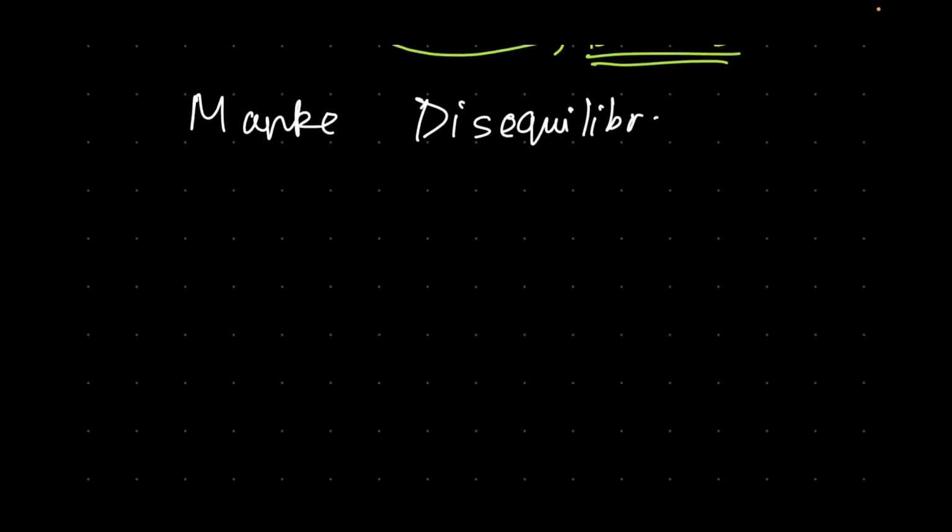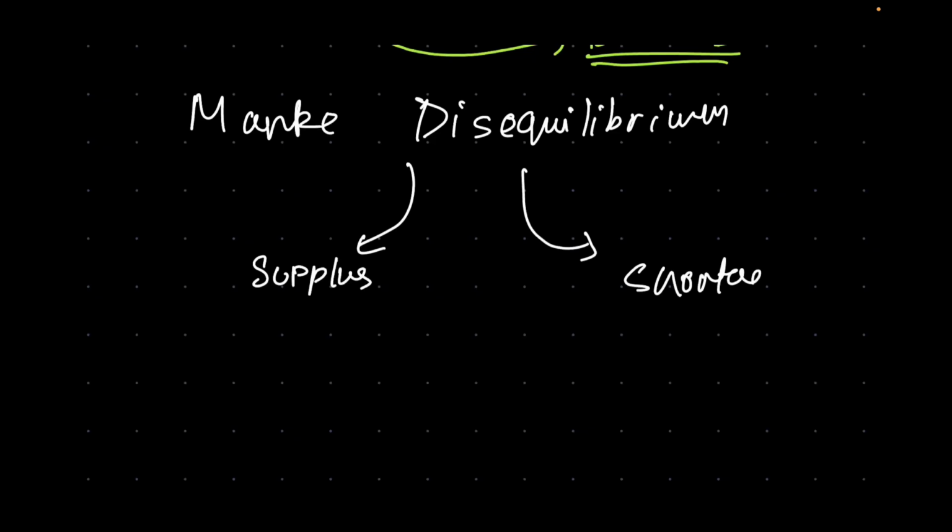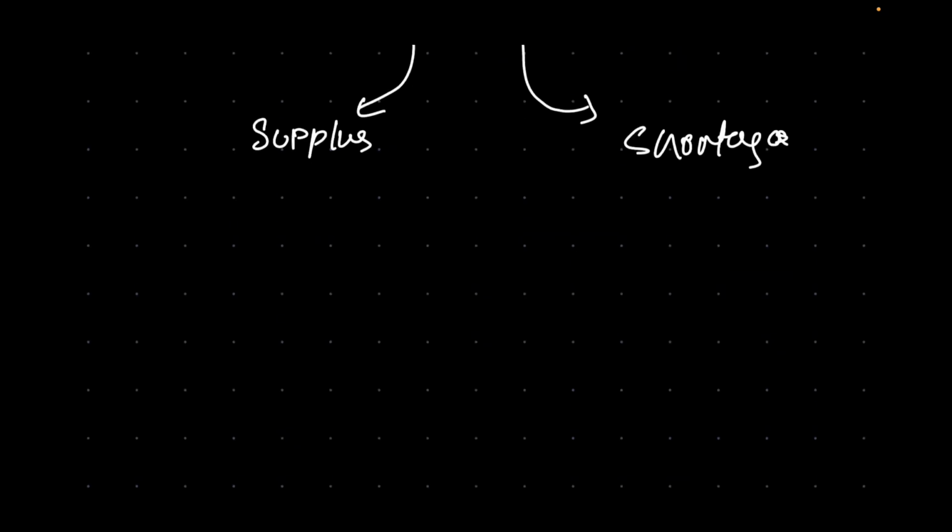Now, there are two cases of market disequilibrium that we'll be looking at. This is when the quantity demanded doesn't equal the quantity supplied. So firstly, you have a surplus scenario. Secondly, you have a shortage scenario. So let's start with the surplus scenario.